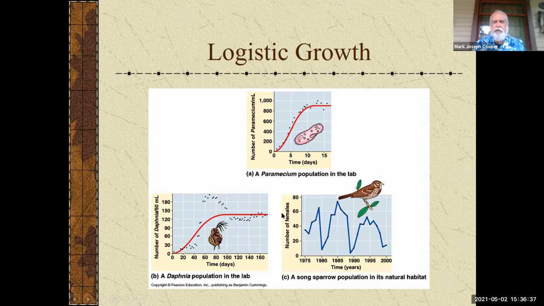And then there are other animals like song sparrows in the natural habitat where they're all over the map, and it might even be hard to tell where their carrying capacity is. And that can be due to all kinds of different factors: sources of food in a certain year, amount of water, or a catastrophe that happens, like a fire. So all kinds of different issues.